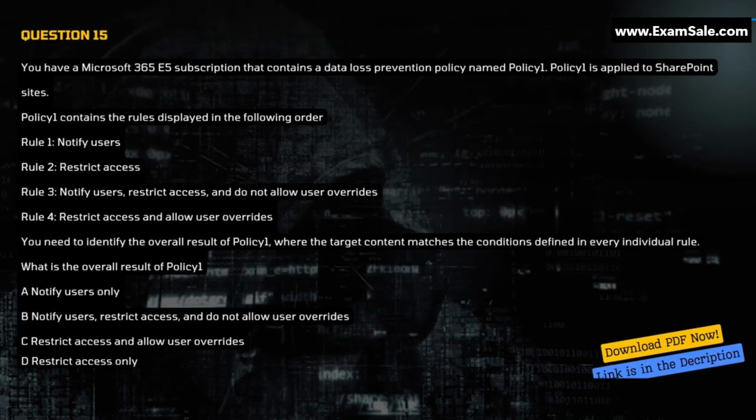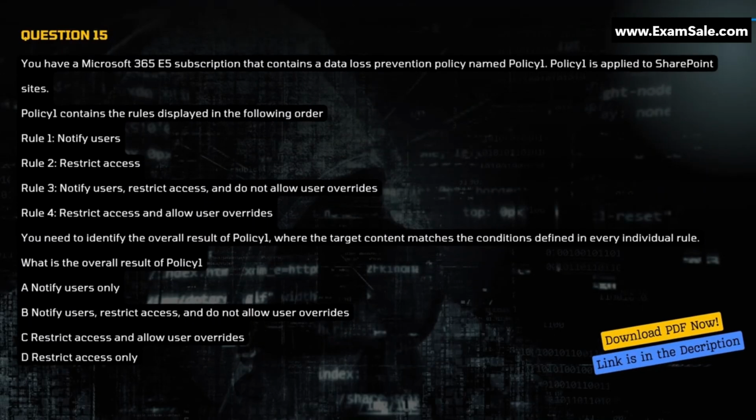Question 15. You have a Microsoft 365 E5 subscription that contains a data loss prevention policy named Policy 1. Policy 1 is applied to SharePoint sites. Policy 1 contains the rules displayed in the following order. Rule 1. Notify users. Rule 2. Restrict access. Rule 3. Notify users, restrict access, and do not allow user overrides. Rule 4. Restrict access and allow user overrides.